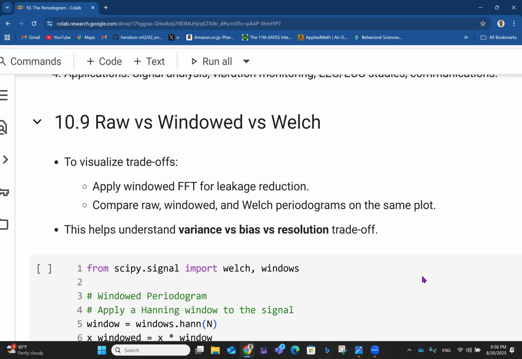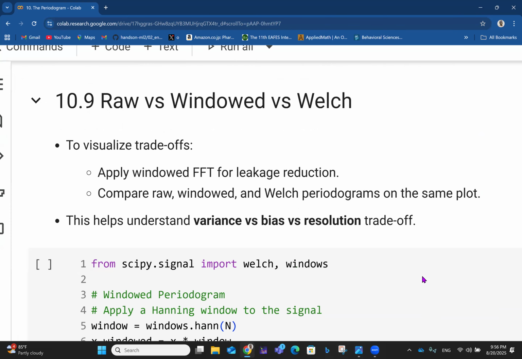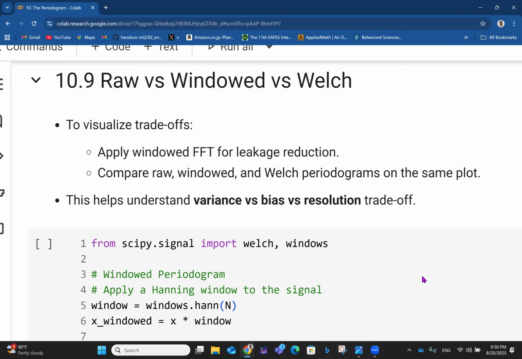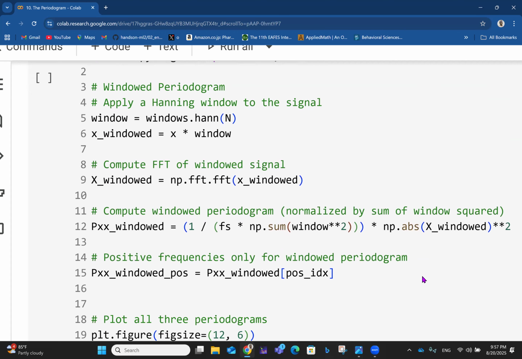Then we want to compare that with the windowed one, which helps to reduce the spectral leakage, and Welch, which reduces the variance. So we want to visualize trade-offs. To visualize trade-offs, we apply windowed fast Fourier transform for leakage reduction, and we compare raw, windowed, and Welch periodograms on the same plot. This helps understand the variance versus bias versus resolution trade-off, right? So we want to see how much dealing with variance and bias and resolution works here.